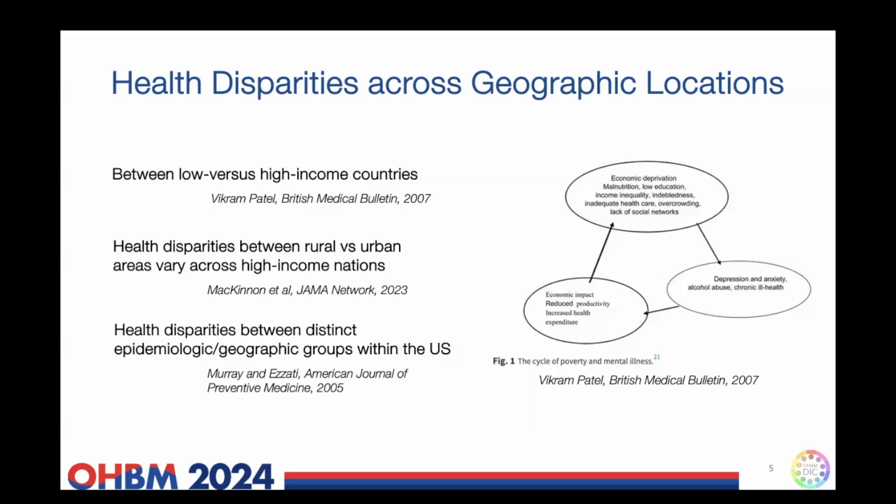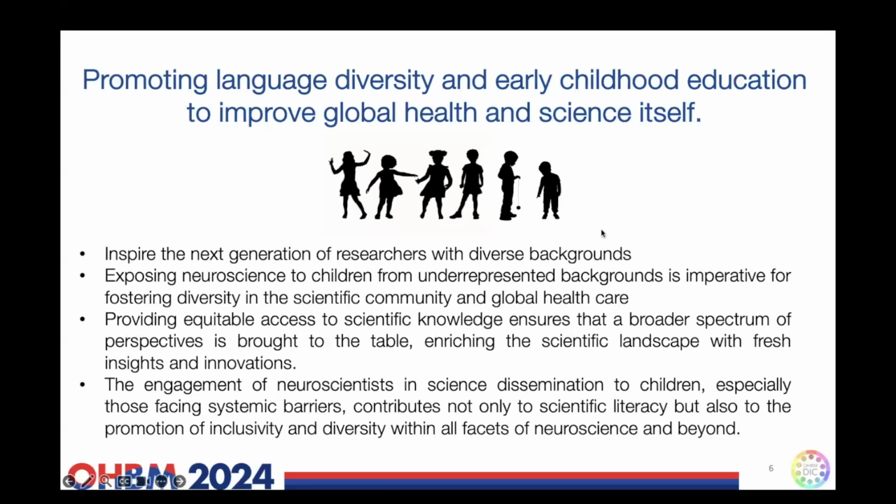Indeed, the observation of health disparities lies on multiple factors that are causally or interactively related to each other, including education and socioeconomic environment, as you can see in the cycle of poverty and mental illness from this paper. These observations together suggest that promoting language diversity and early childhood education can help to improve global health and science itself. Pursuing initiatives to achieve these goals can inspire the next generation of researchers with diverse backgrounds.